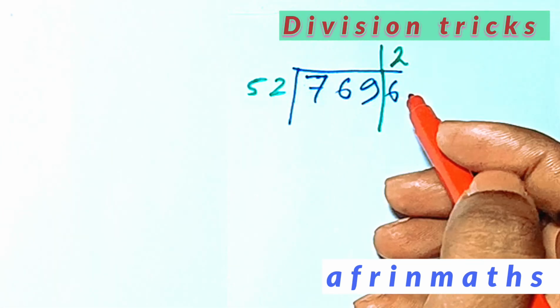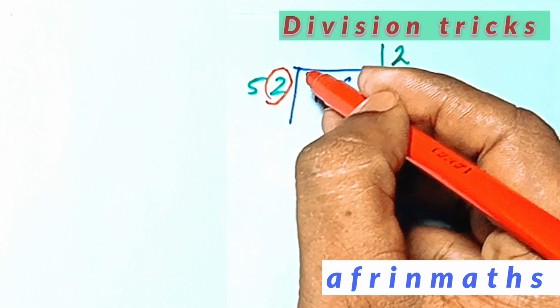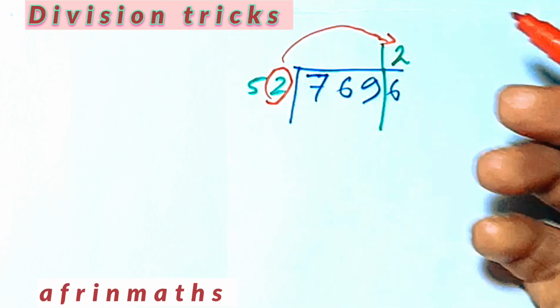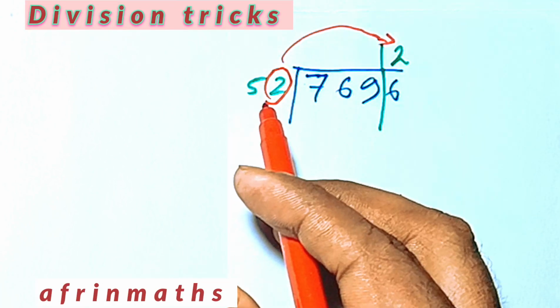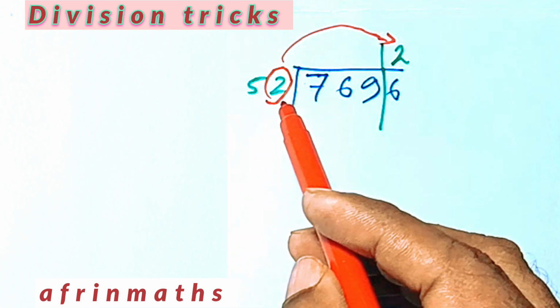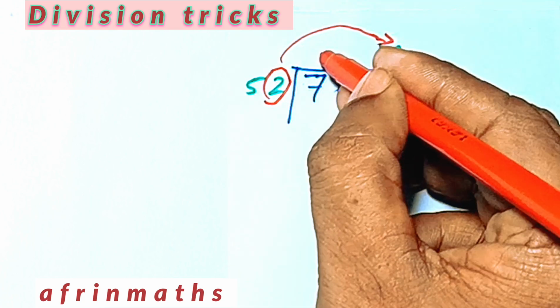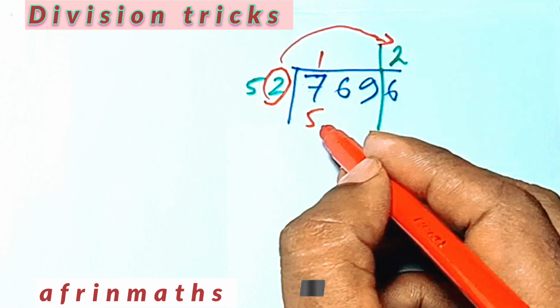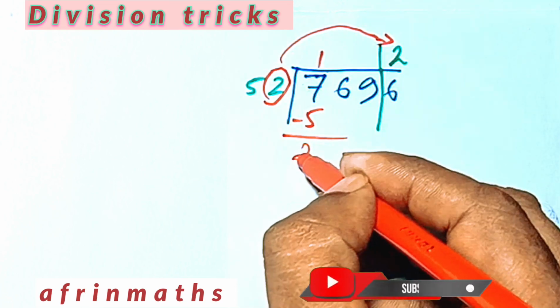Let us now divide 7696 by 52. These 2 goes up here, so 7696 will be divided by 52 in a trick, Vedic trick. So 5 1s are 5. Let us subtract it. 7 minus 5 is 2.